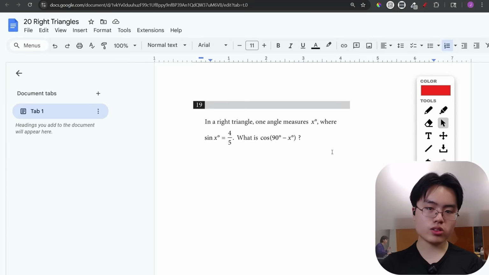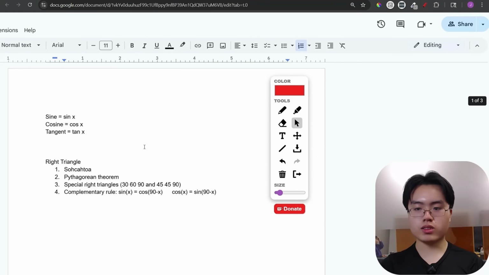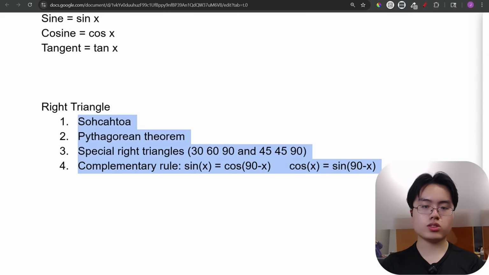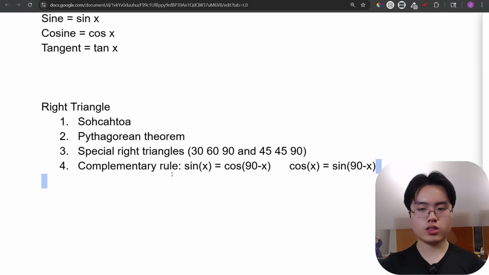But that's right triangles. They're pretty simple. Just remember that these rules can only apply to right triangles. It's mainly just these two. It's kind of rare that you'll see this complementary rule, but mainly just these. You use these a lot, so make sure you know them.